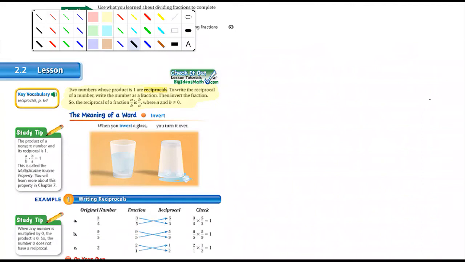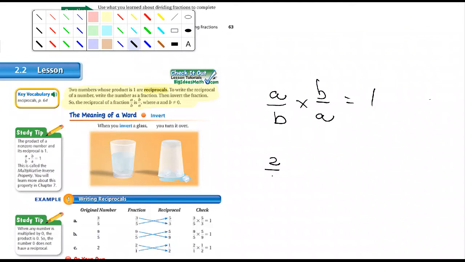And algebra is when you replace letters, or replace numbers with letters. So I could write A over B times B over A equals 1. And you're going, wait, with these letters, that doesn't make any sense. But I could do this.